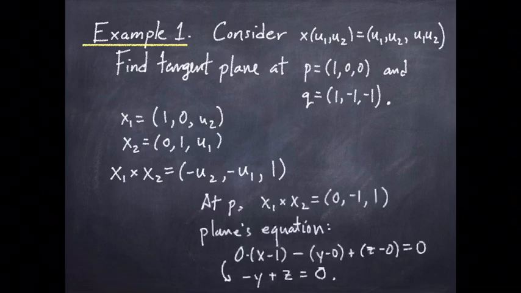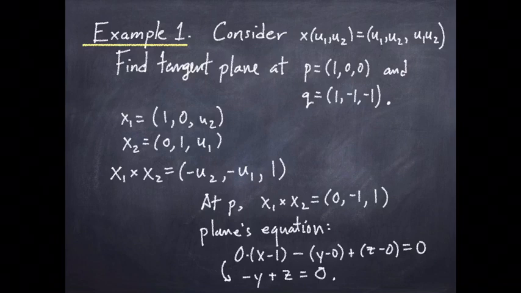At the point P, we have u1 equal to 1 and u2 equal to 0. So our cross product gives us (0, -1, 1). And then when we put that into the equation for a plane, we get negative y plus z equals 0.